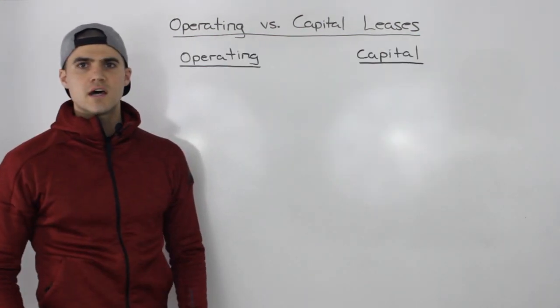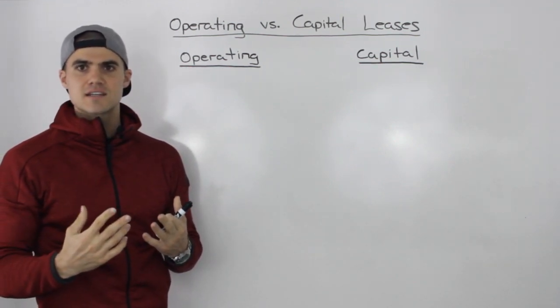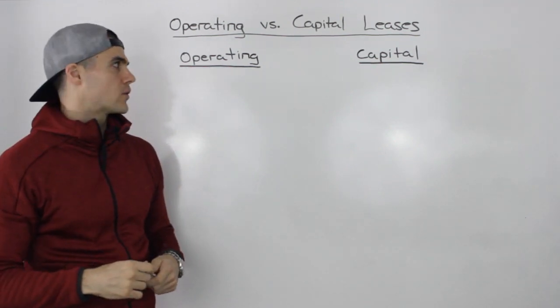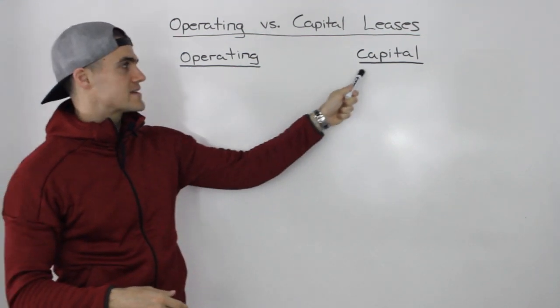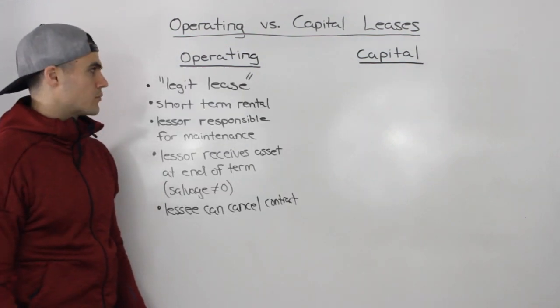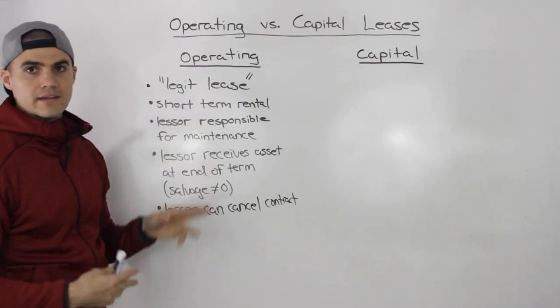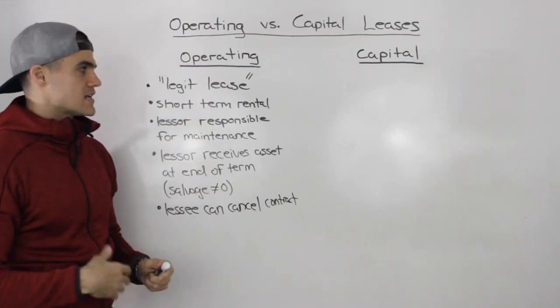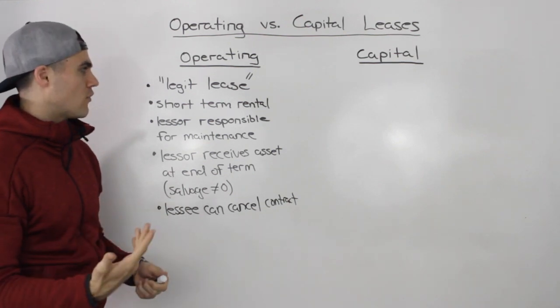So what the government does to fix this issue is it classifies leases into one of two categories. It classifies it as an operating lease or as a capital or financing lease. So a few characteristics of an operating lease, I like to think about it as a legitimate or a legit lease. And it takes on the characteristics of a legitimate lease that we've been going over before.